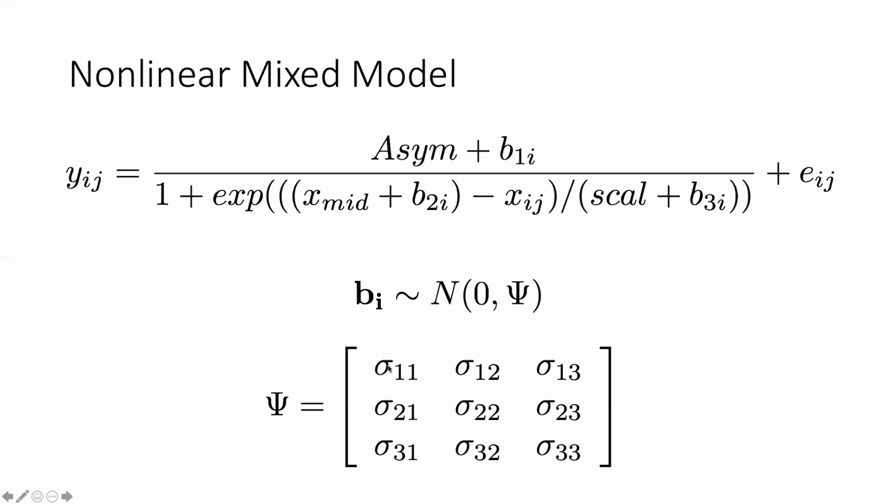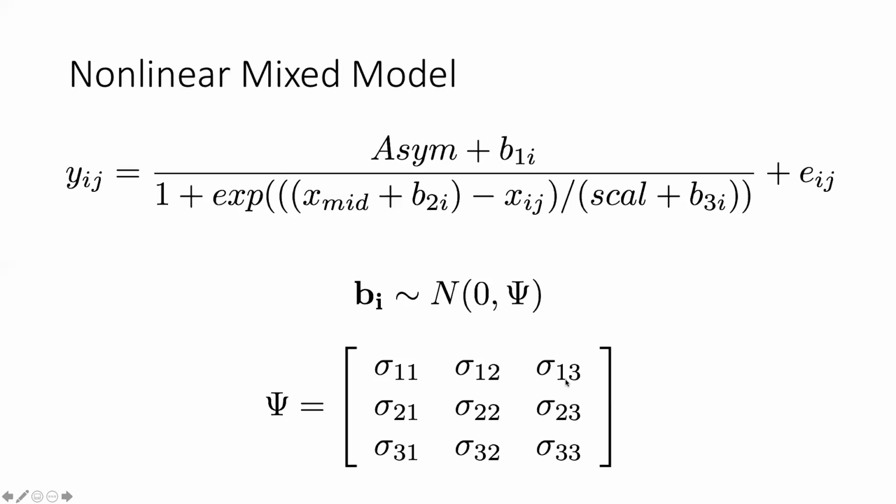Now we have sigma 1 squared, sigma 2 squared, and sigma 3 squared. These are, in this case, the variances for the random effect associated with the asymptote, the random effect associated with the inflection point, and the random effect associated with the scale. And then we have off-diagonal terms that are covariances.